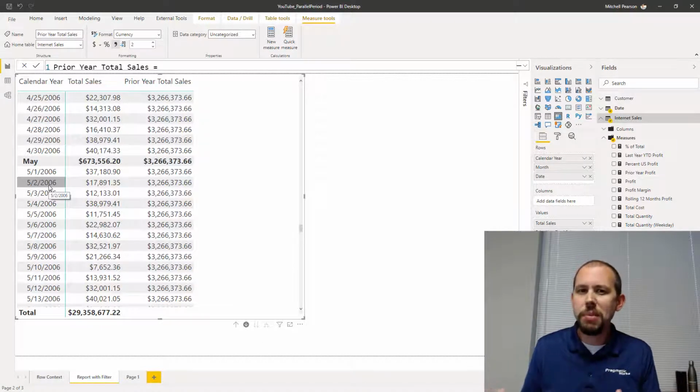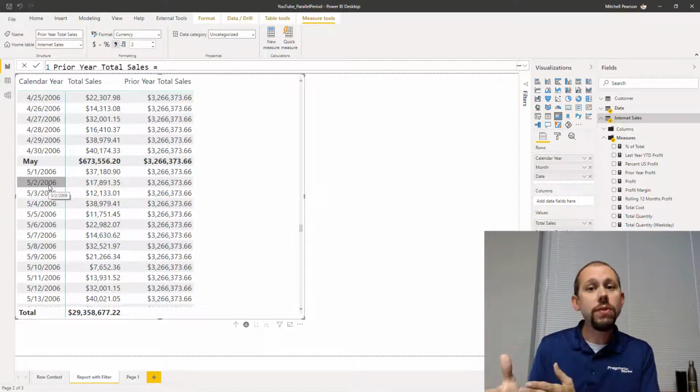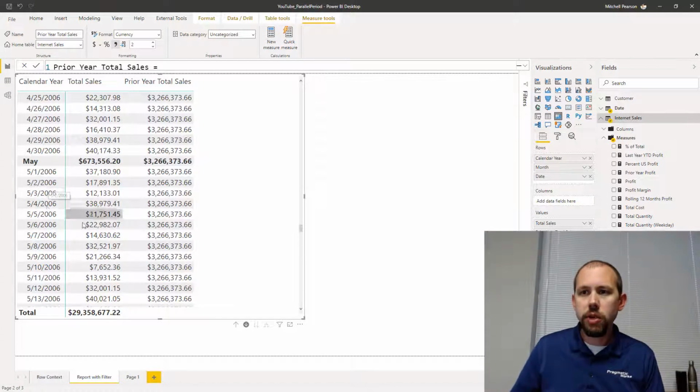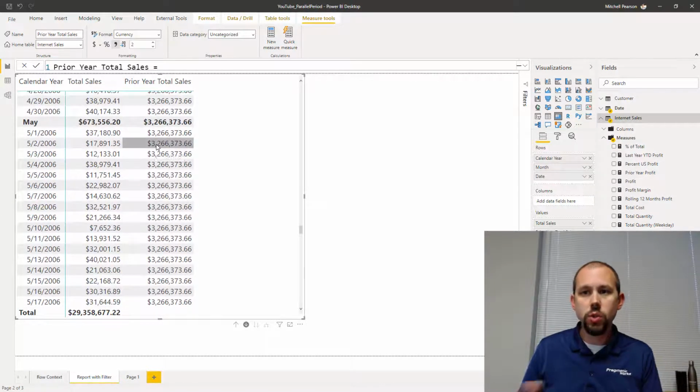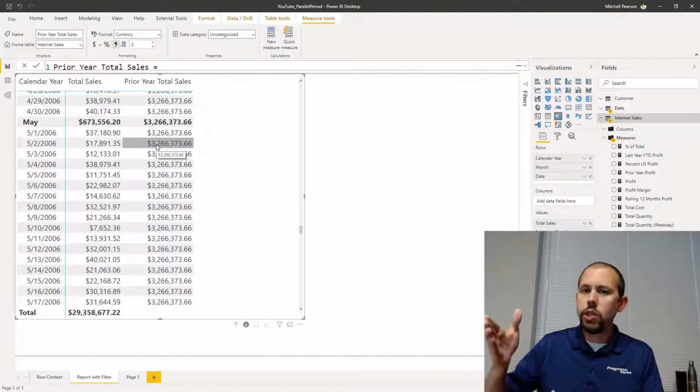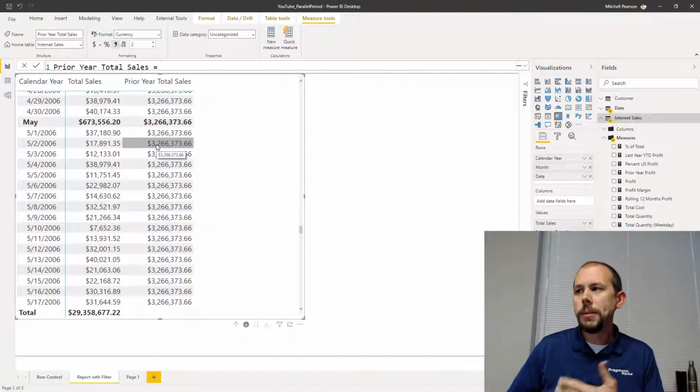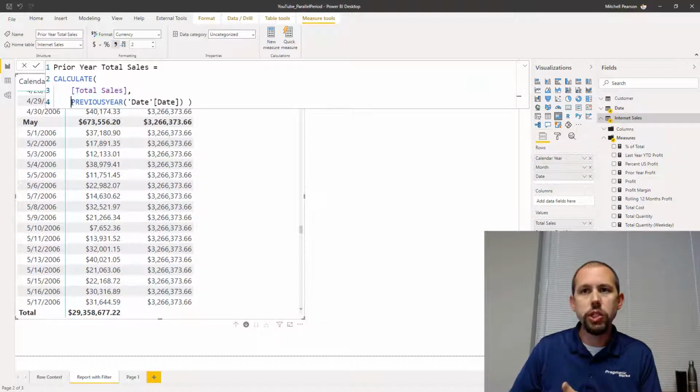Now I keep saying parallel period. What do I mean by that? Well, let's rewrite this expression. Currently, this expression right here, you see it at the day level. What it's doing, it's going back to the prior year, and it's getting the total sales for that entirety of that year. You can rewrite this expression by using parallel period. So this is just a shortcut.